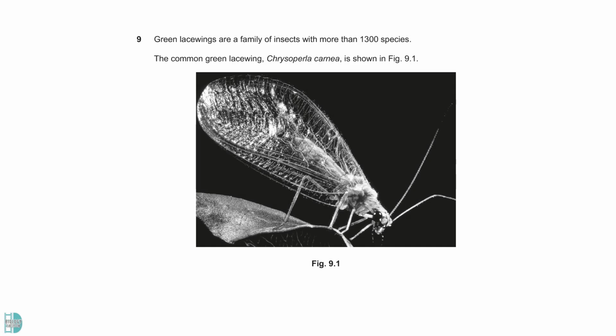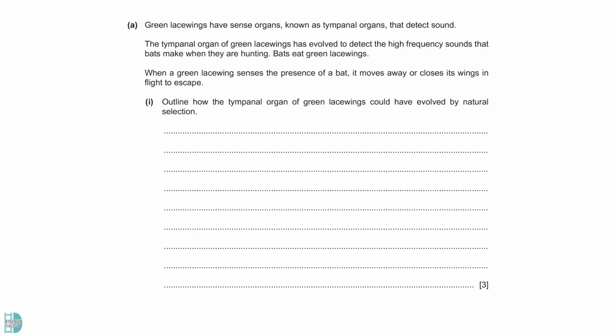Question 9 shows an insect called green lacewings. A talks about its sense organs that detect sound. 1 wants you to outline how natural selection could have evolved the organ. You can consider how antibiotic resistance developed in bacteria through natural selection and use this concept to answer the question.